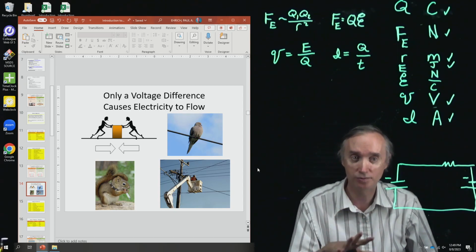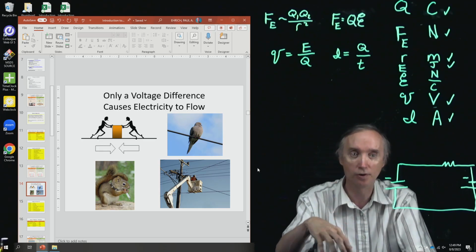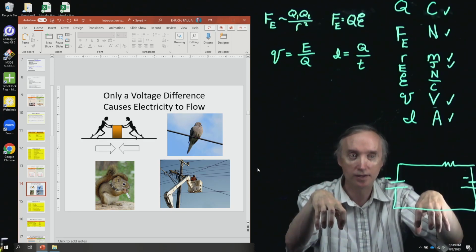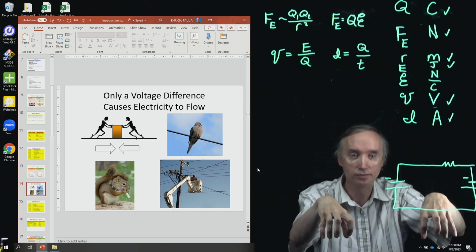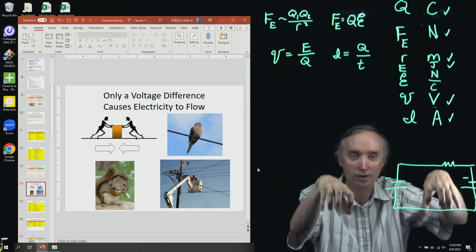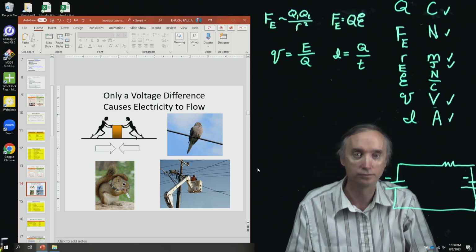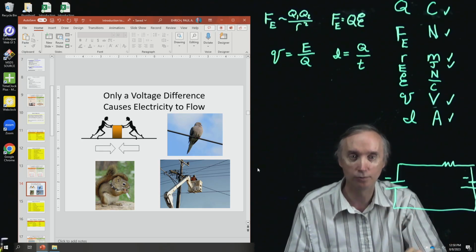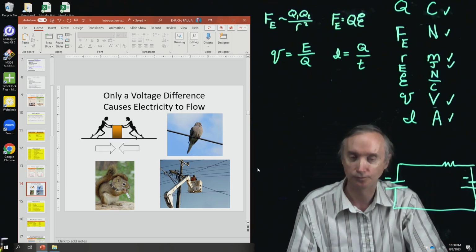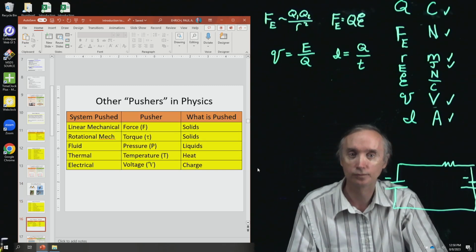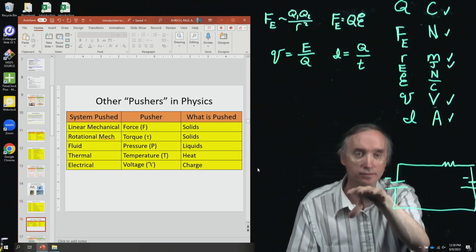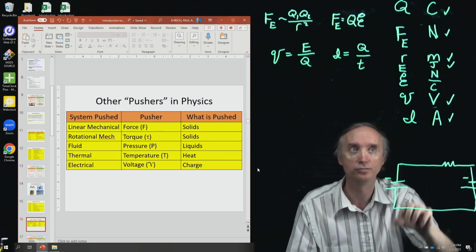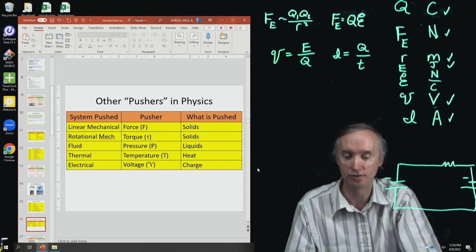So can you explain why the bird is okay as long as it's got 2 claws on the wire? Even that wire could be at 100,000 volts, but that bird would be okay. Okay, don't worry about this yet. We're only concerned about voltages at this point.